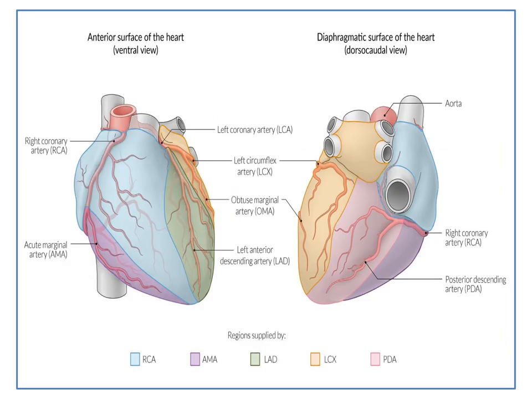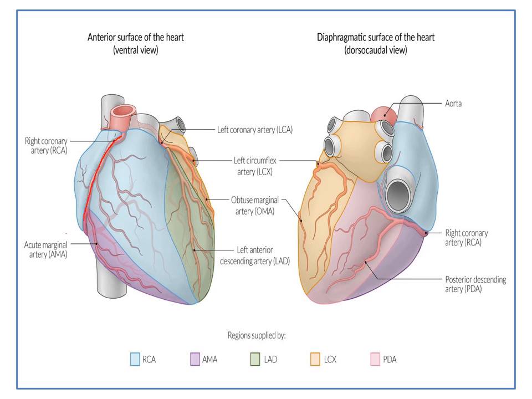This is an image that depicts the entire discussion of the arterial supply to the heart. You will notice that from the aorta we have the right and left coronary arteries emerging. You can see how the right coronary artery emerges and then runs through the coronary sulcus, giving off a number of branches.